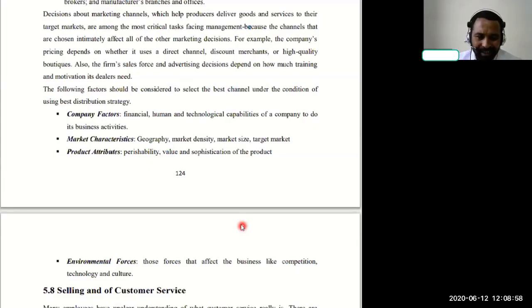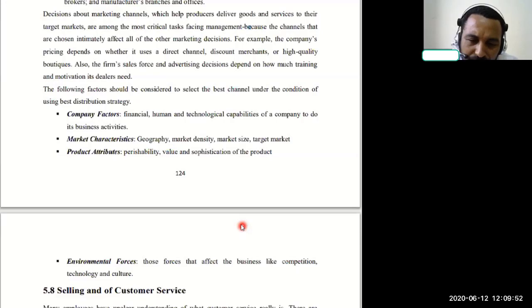And the other, external factor, is environmental factors or forces. Those forces that affect the business, like competition, technology, culture. You may remember there are different environmental or external factors, like competition, technology, social, cultural, and the economic nature. I hope we have discussed them so far, I think in chapter 1 or 2. Depending on these factors, like competition, we can use direct or indirect. If the competition is very stiff or strong, we can use an agent instead of a retailer.